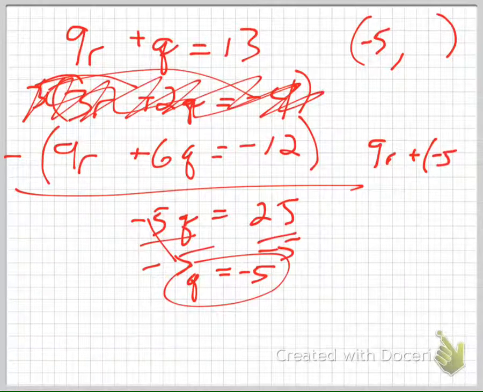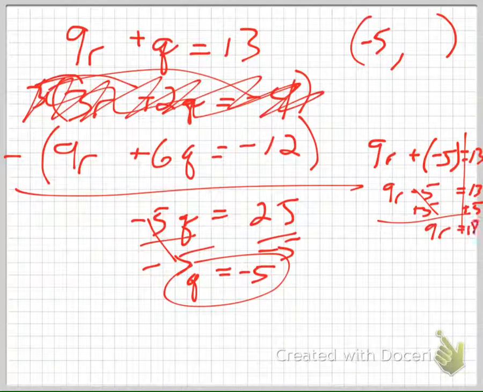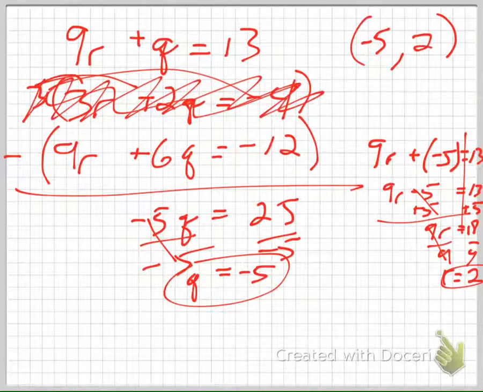plus negative 5 equals 13. 9R minus 5 equals 13, plus 5, plus 5. 9R equals 18. Divide by 9, divide by 9. R equals 2. R is 2. And there's our answer. Make sense?